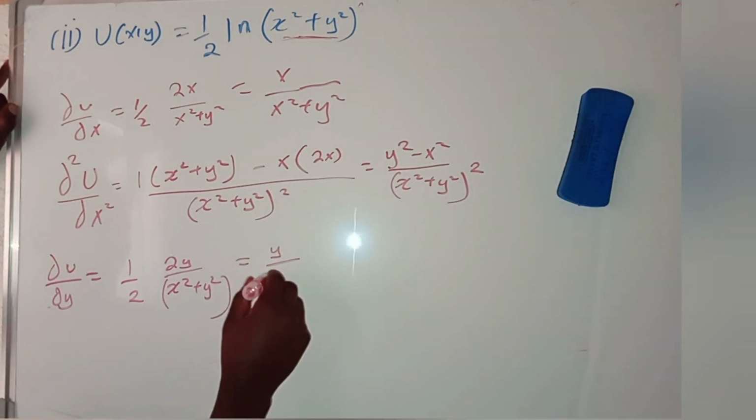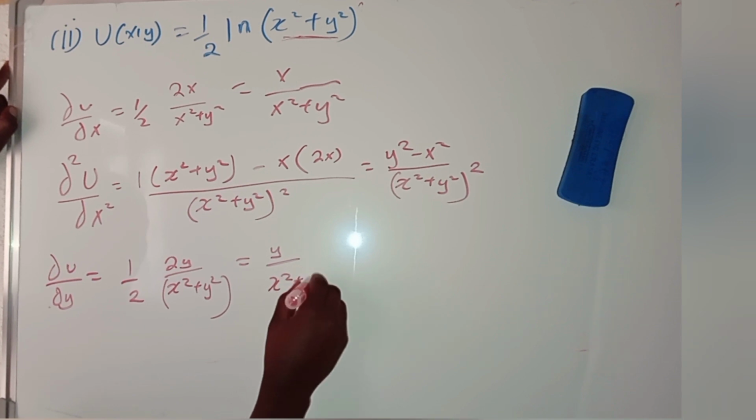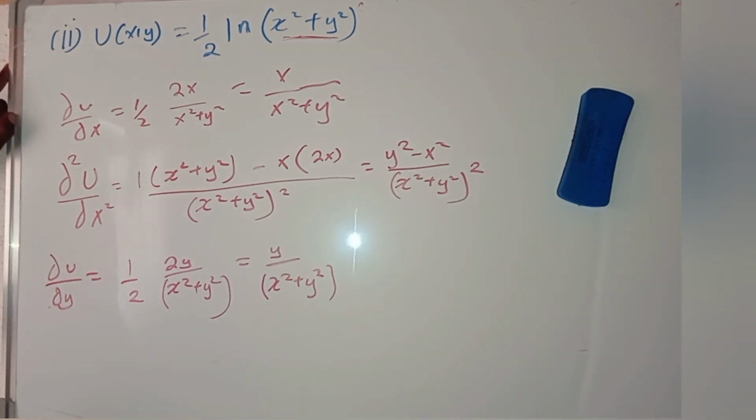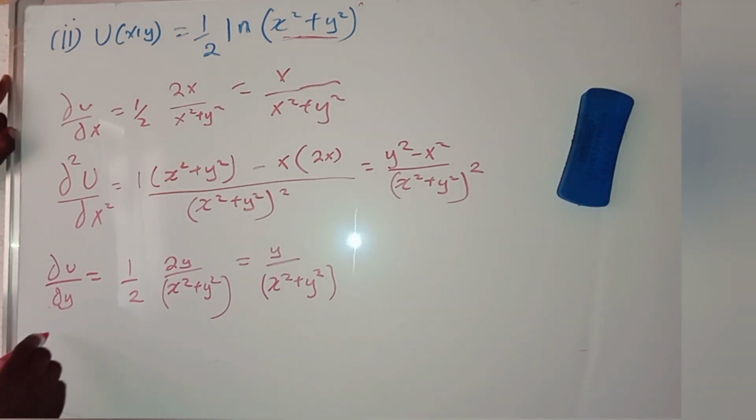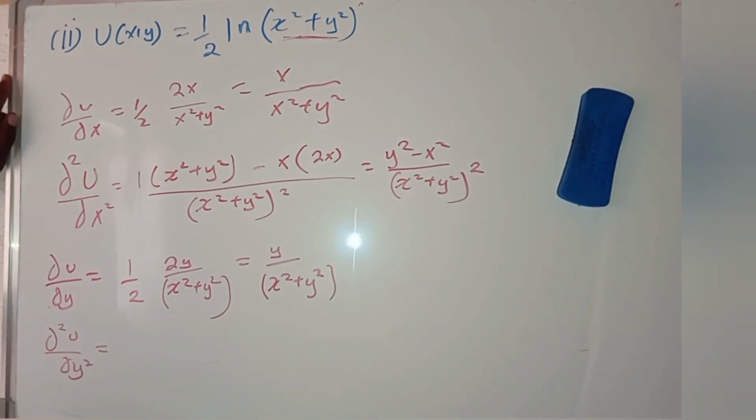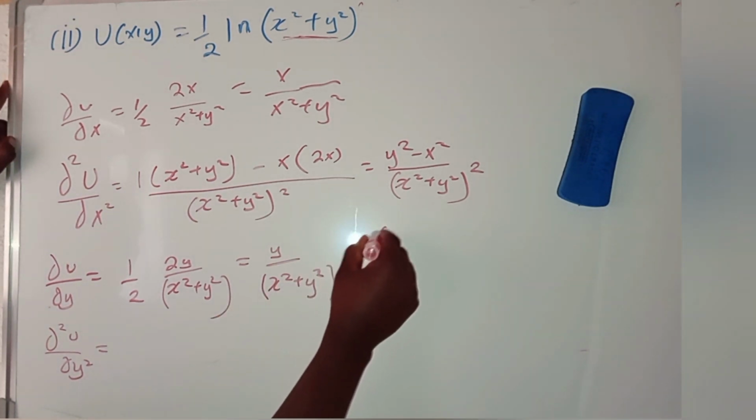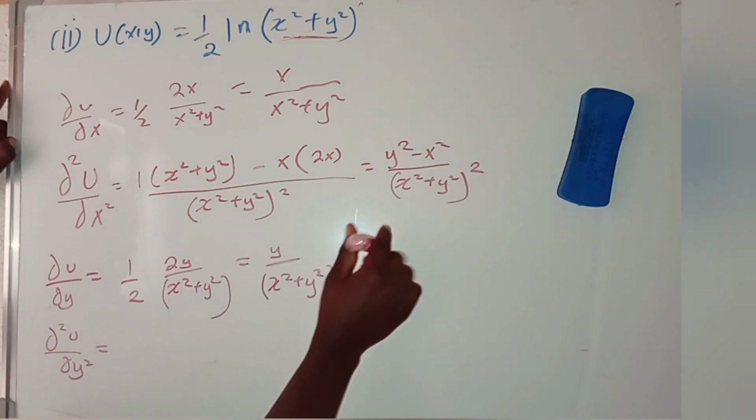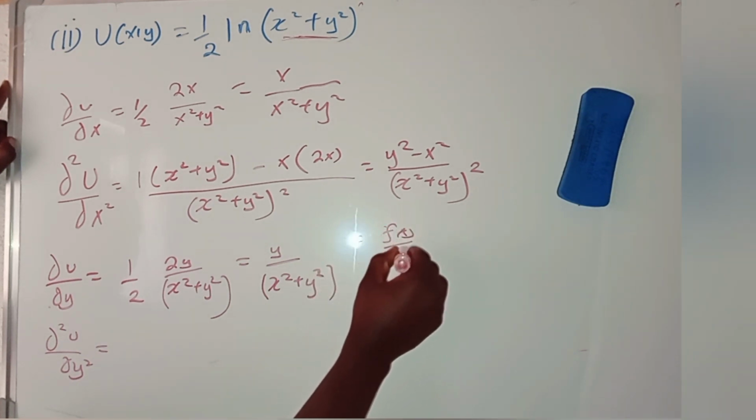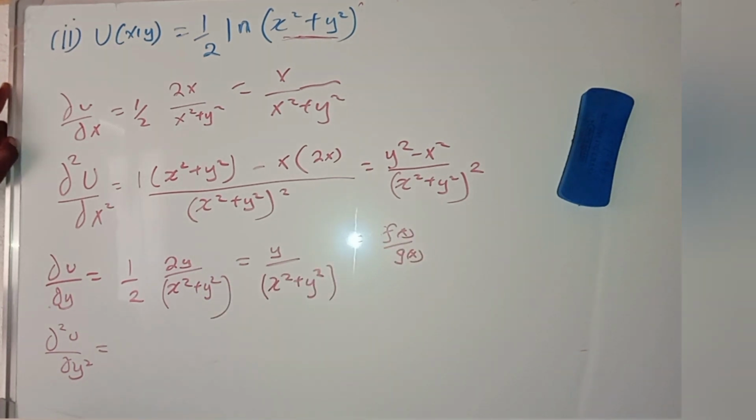over x squared plus y squared. You differentiate a second time, the partial derivative of u with respect to y is equal to y divided by x squared plus y squared. It's in the form of f of x divided by g of x. I use the quotient rule.